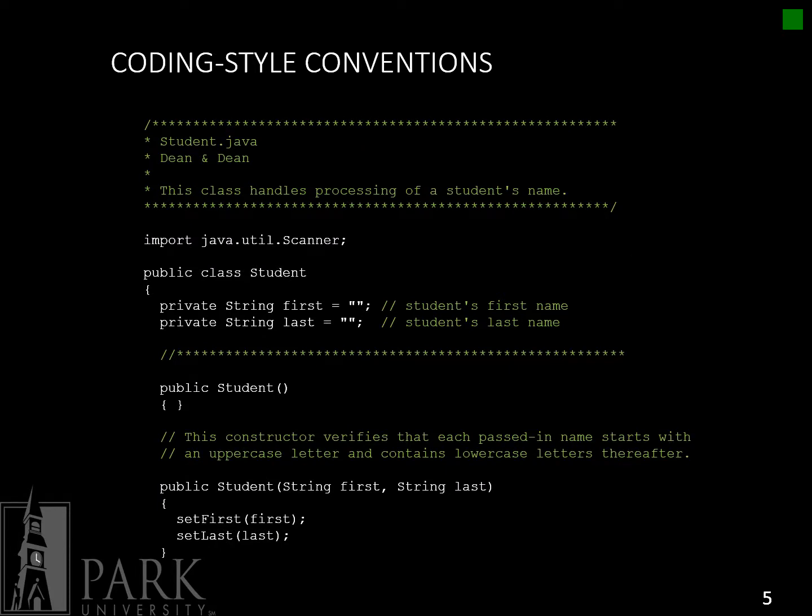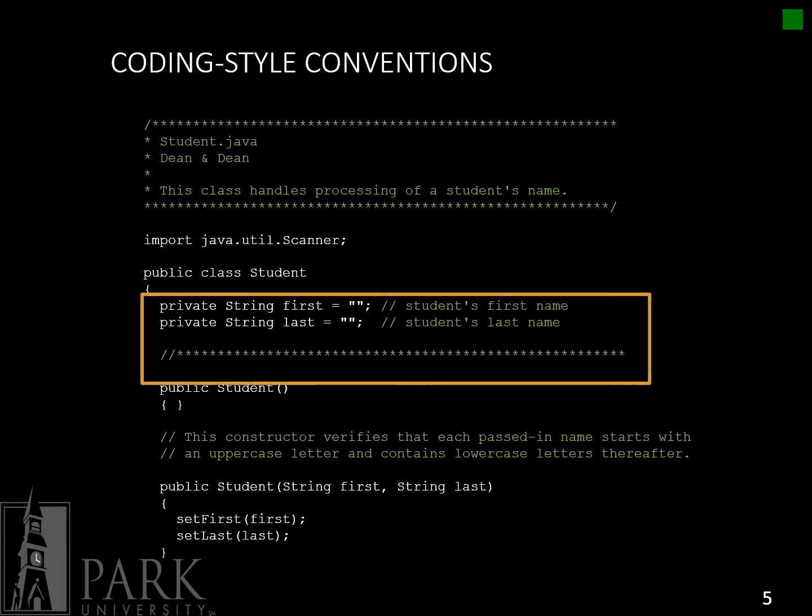So after your header, you're going to want to have a line of asterisks followed by a space to separate your class's fields from your constructors and other methods. So you can see right here we have our fields that we're going to use for our class, and then down here we have our constructors, right? And so we've got this line of asterisks that helps separate those.